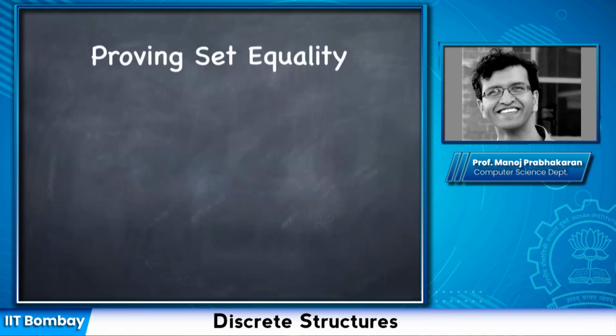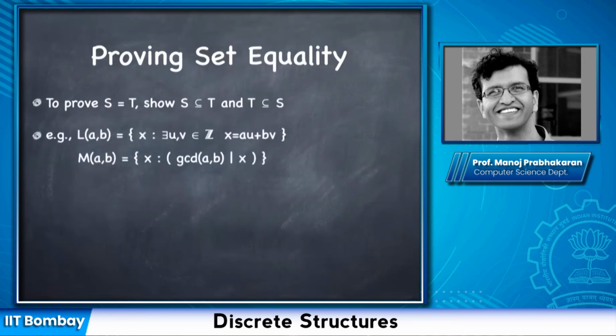Okay, so a word on when you're trying to prove that two sets are equal. Often what you would do is show that the two sets contain each other. So to prove S equals T, you can show that S is contained in T and T is contained in S. And this is equivalent to proving S equals T.